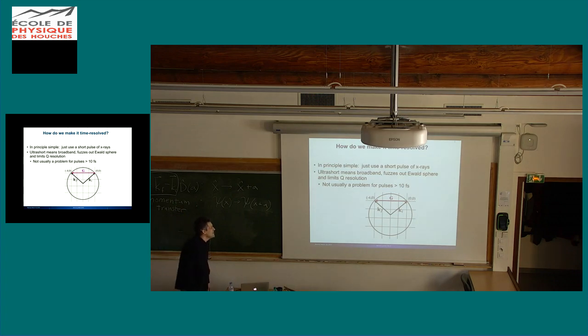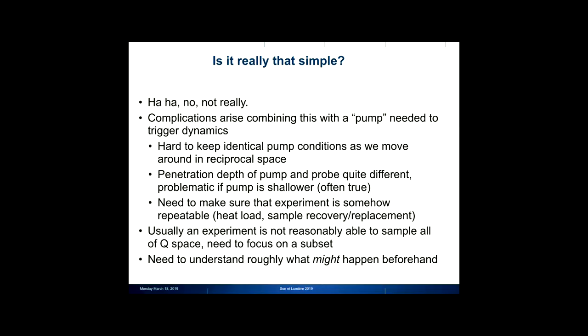So, one problem is that, of course, if you have a short pulse of X-rays, that means you have somewhat broadband, and so that will fuzz out the Ewald sphere. That's not actually a major problem, but that is a limitation to the Q resolution. If you thought about doing super short pulses, it would possibly become an issue. But it's not really that simple.